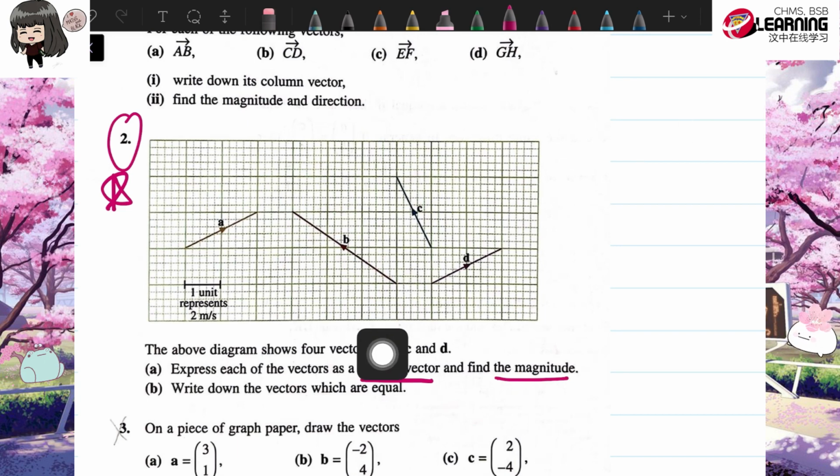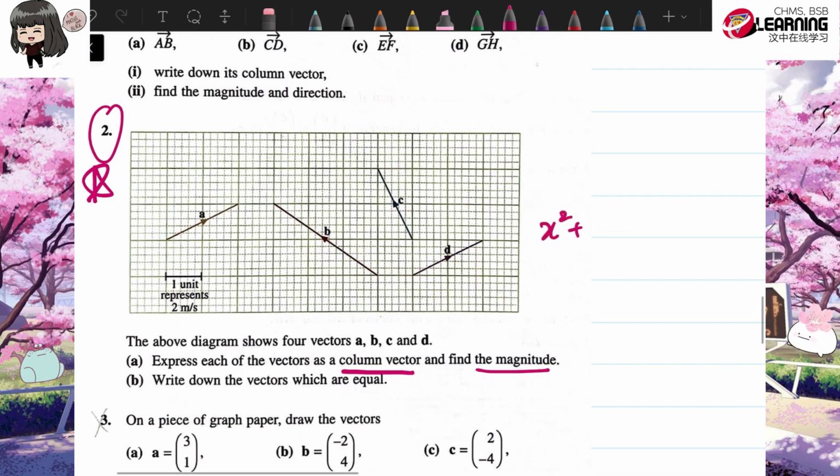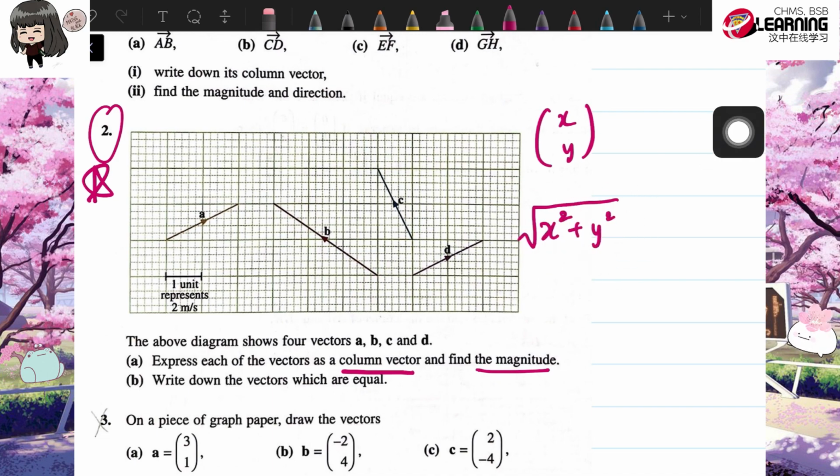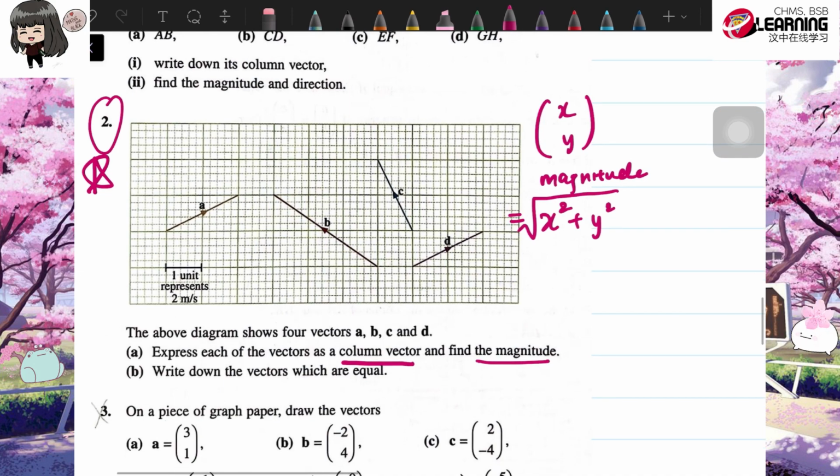After you find the column vector, use the formula that I taught you. Okay, actually it's the Pythagoras theorem. If you insist on using the formula, this is the formula. Okay, where your column vector is x on the top, y at the bottom. Okay, find magnitude is this. Okay, and then write down the vectors which are equal. After you found the column vector, you can tell me which vectors are equal.